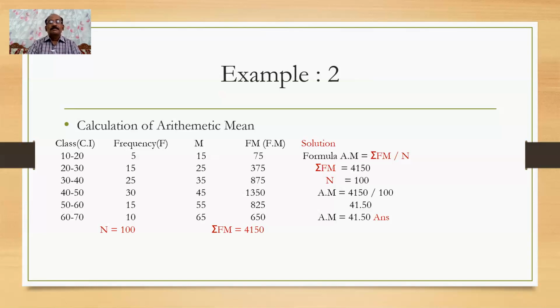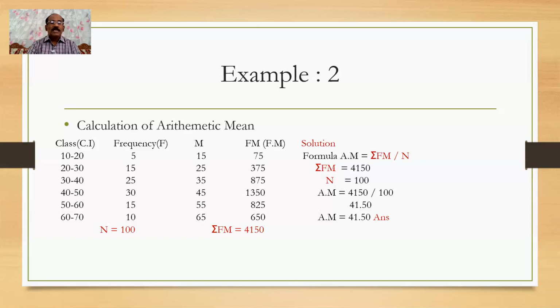Next, N. What is N? N is the sum of frequencies. The sum of frequencies means 5 plus 15 plus 25 plus 30 plus 15 plus 10. If you add all these frequencies, we are getting 100. It is sigma F. Sigma F means that is the N.